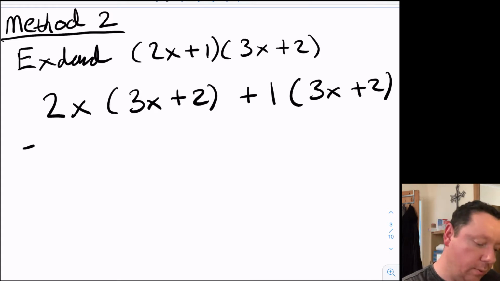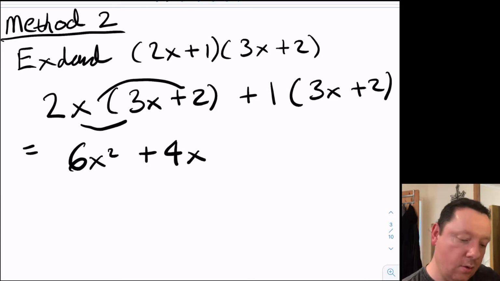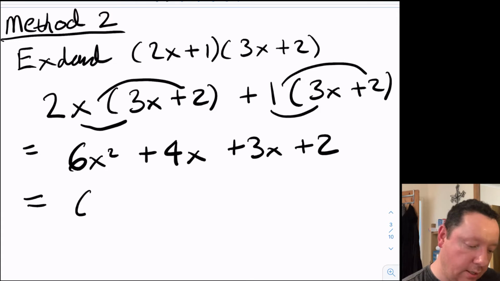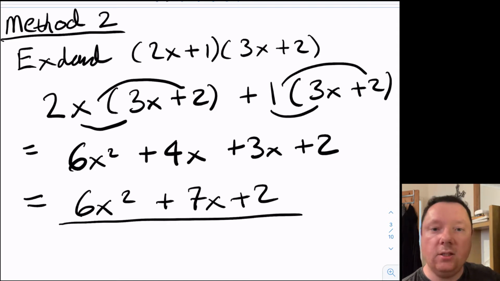So your answer would be 2x times 3x is 6x squared. 2x times 2 is 4x, and then for the second brackets, 1 times 3x is 3x, 1 times 2 is 2, so the final answer is 6x squared plus 7x plus 2, which is exactly the same answer we got previously, so it doesn't actually change anything, it's just a different method.